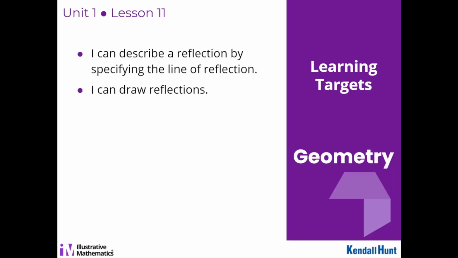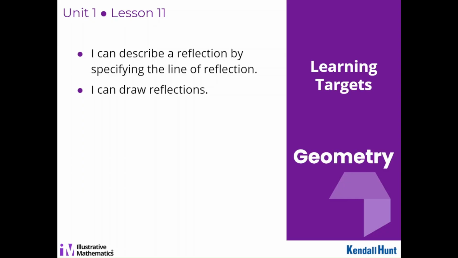We have 2 learning targets in this lesson. Once we get done with the practice problems, we will come back and review these to ensure you learn everything you need to in this lesson before you move on to the next one. So learning target number 1 says that I can describe a reflection by specifying the line of reflection. So in order for us to say that something has been reflected or to describe how it was reflected, we need to be able to specify the line of reflection.